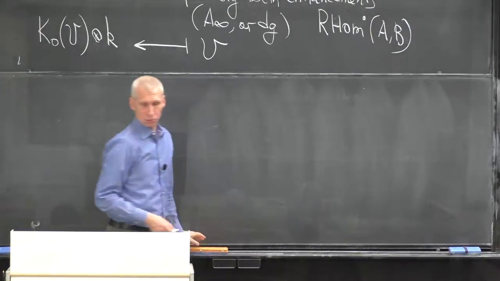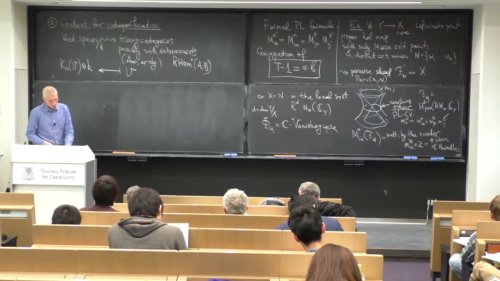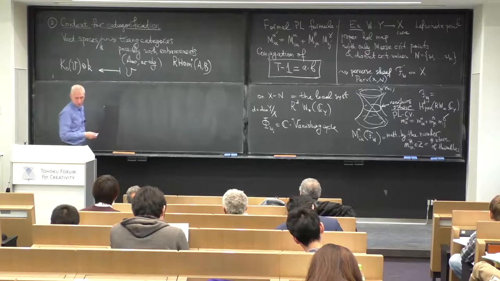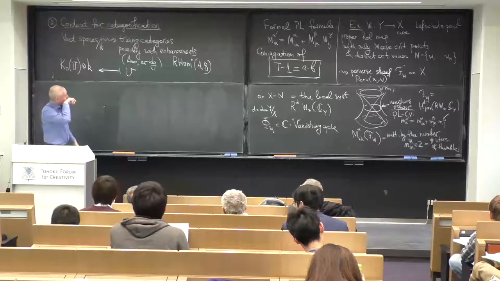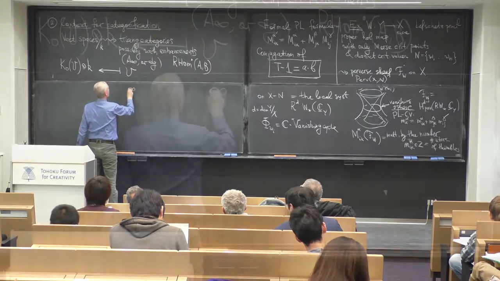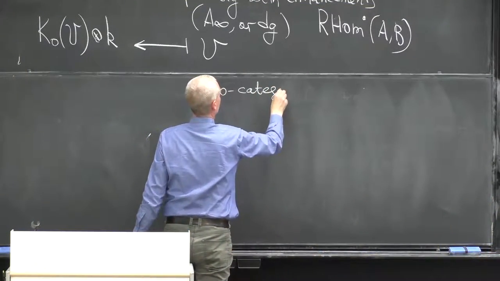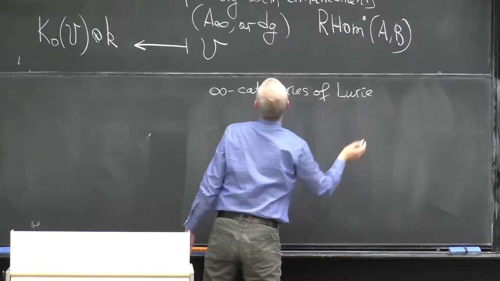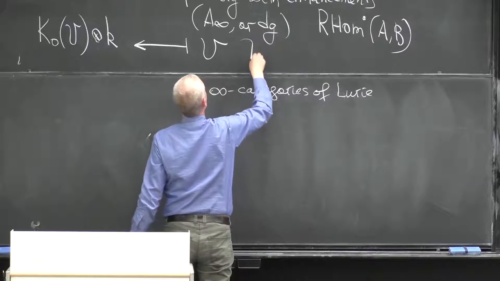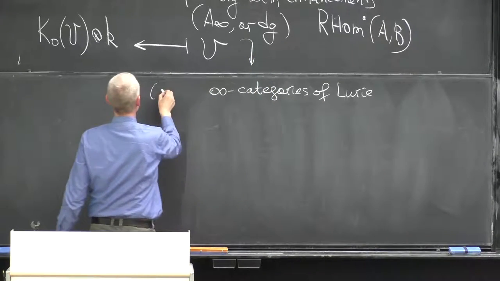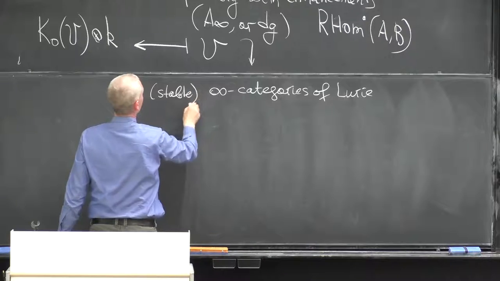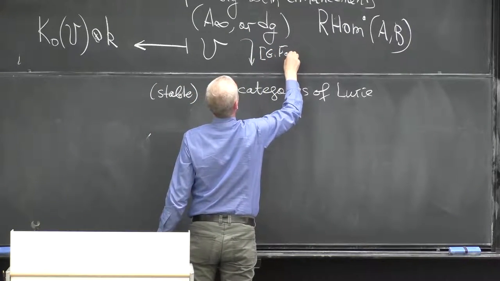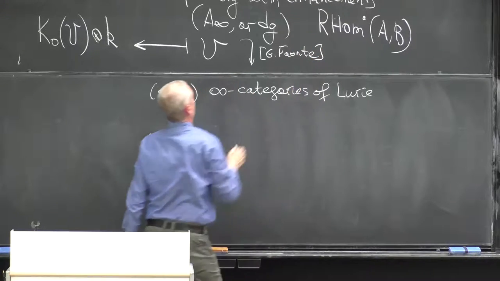So to be a little bit more systematic, there are several types of enhancements. Another version would be the context of infinity categories. And there was an embedding of this into stable infinity categories. The relation was clarified by Giovanni Faonte in a couple of papers.